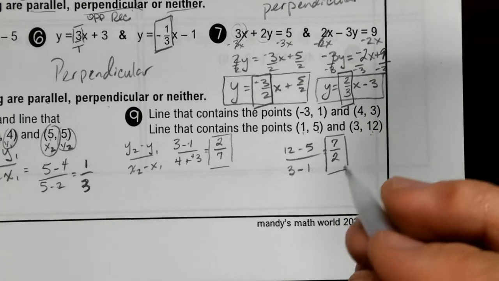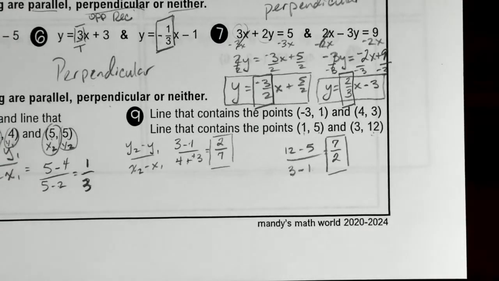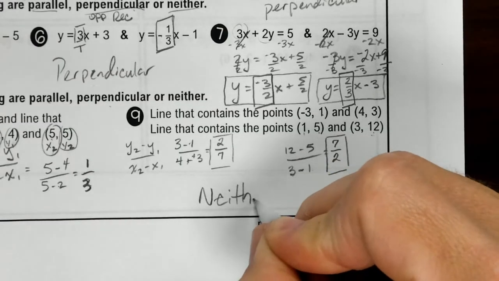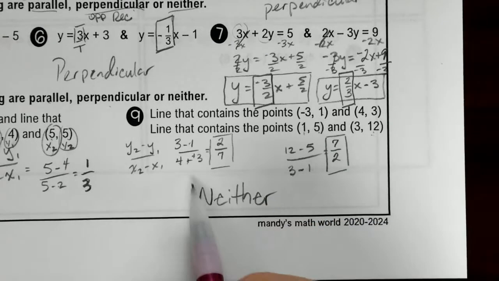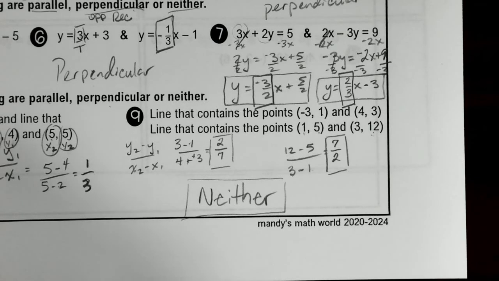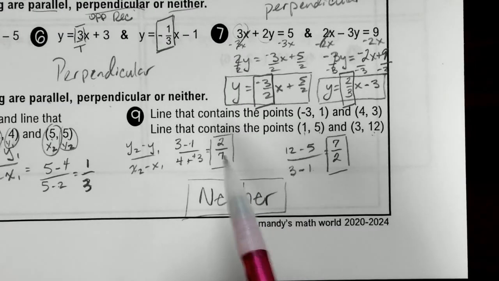So Graham, are they parallel, are they perpendicular, or are they neither? Neither, okay? So Andrew, do you agree with him? He said neither. Okay, why did you say neither, Graham? Because they're not reciprocal. So yeah, my fractions are flipped, right? This is 2 over 7, this is 7 over 2.